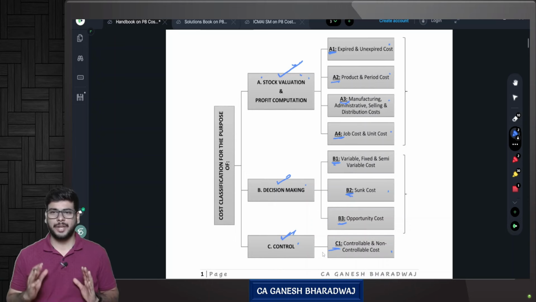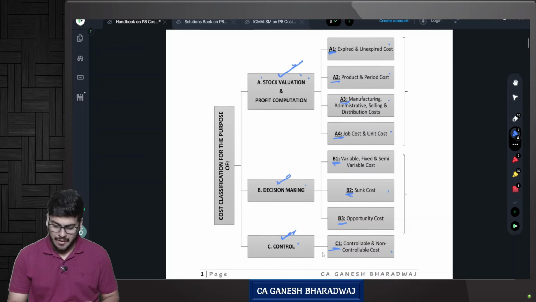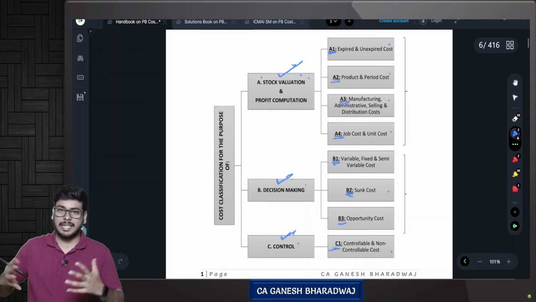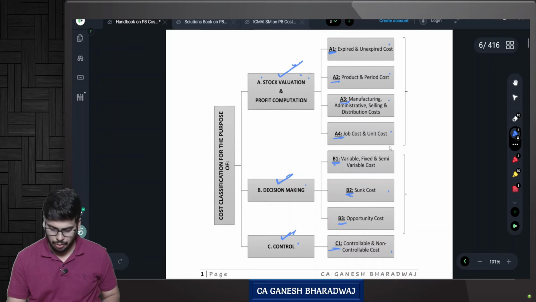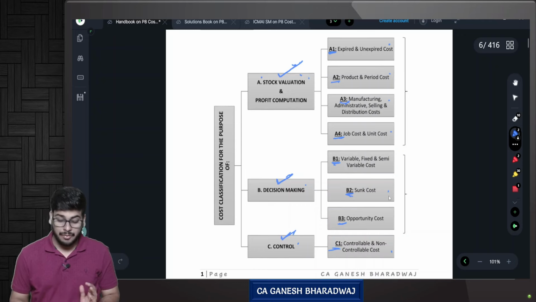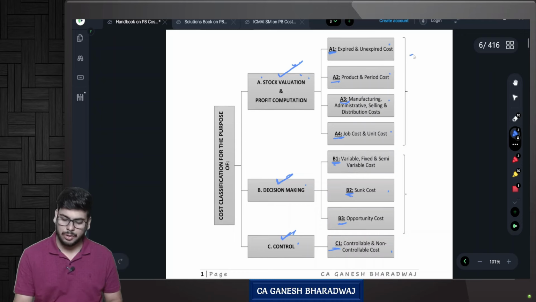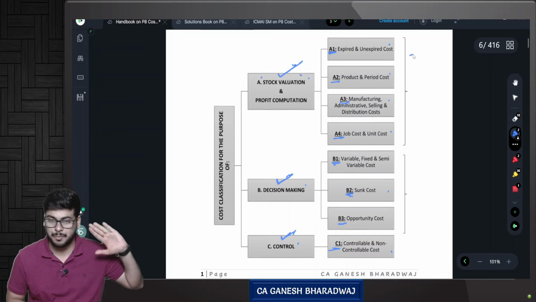Yes. Now understand, when you are sitting in a decision making area, you will not use A1, A2, A3, A4. You will only look at cost from the perspective of B1, B2, B3. Correct? When you are sitting in objective A, stock valuation, profit computation, it needs to be looked at only from the A1, A2, A3, A4 perspective.